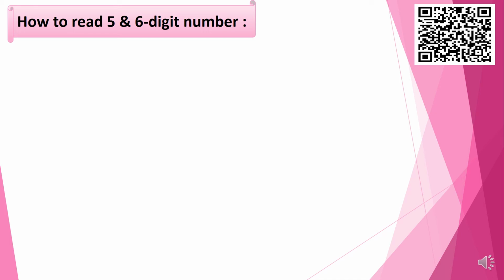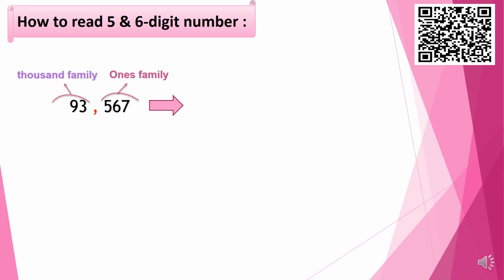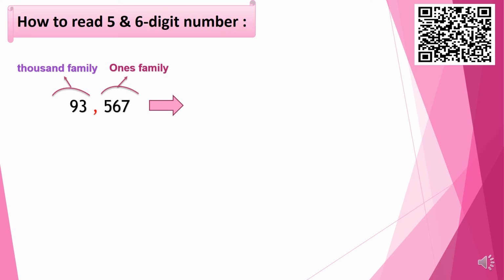How to read 5 and 6 digits? Let's read together. If I have a number here, we said before, we start from the right and we count 1, 2, 3 and put a comma. When we see this comma, we say thousand. Now let's read from the left. Read the thousand family, then the ones family. 93,000. We have here in the thousand family 93, and we have a comma. When we see a comma, we say thousand. So 93,567. Again, 93,567.